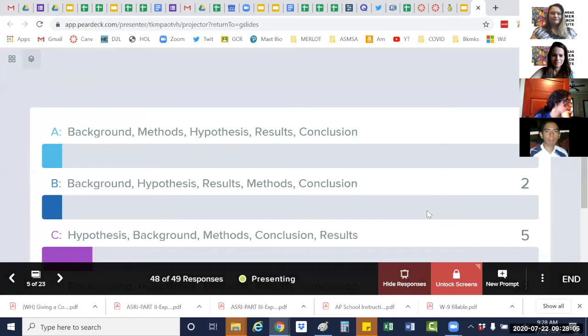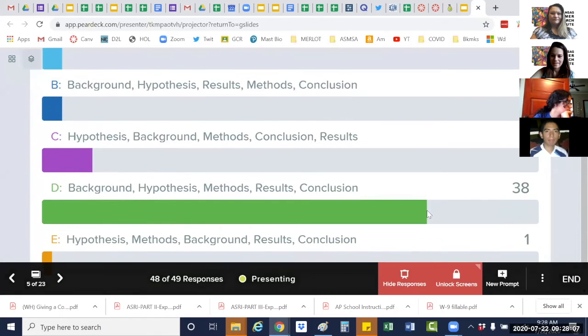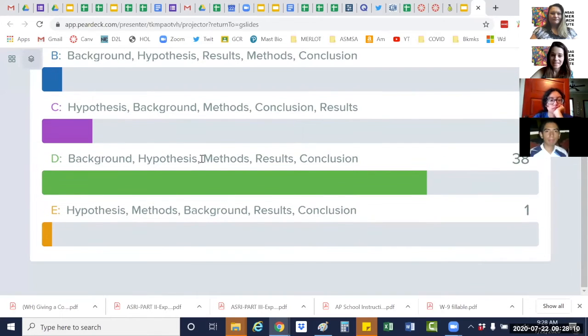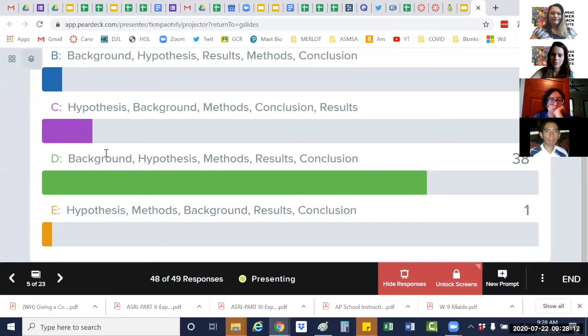Okay. So we see an overwhelming choice for selection D, and that is the correct one. You start with your background first, sometimes called an introduction, actually probably called introduction more. So we usually call it introduction, but it contains all of the background. There's usually a hypothesis at the end of that, a brief discussion of methods so that they understand how you got the results. We don't want to spend too much time on the methods though. And then finally, what the conclusion is from those results.